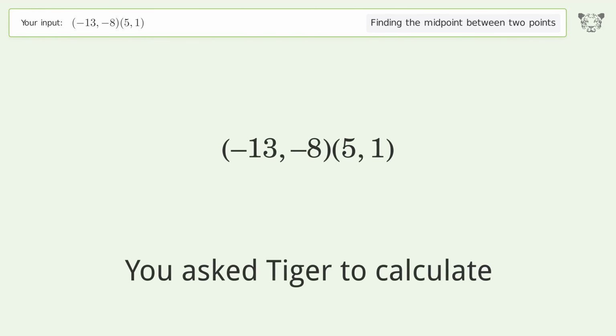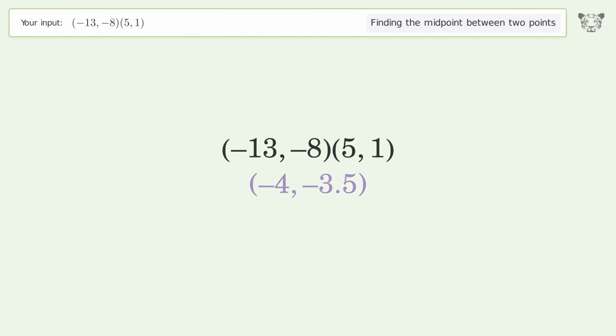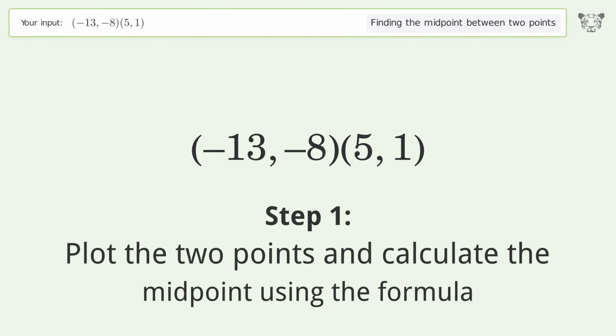You ask Tiger to calculate. This deals with finding the midpoint between 2 points. The midpoint between the 2 points is -4, -3.5. Let's solve it step by step. Plot the 2 points and calculate the midpoint using the formula.